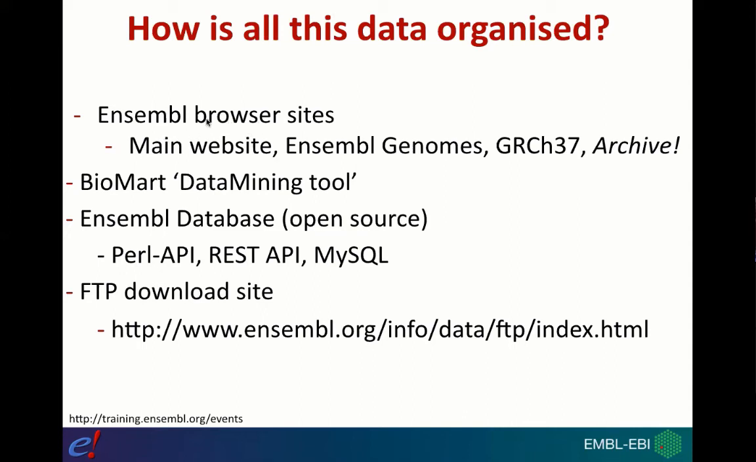So we've mainly been focusing upon the Ensembl browser site. So we've got the main website, www.ensembl.org, the Ensembl Genomes pages for the non-vertebrate species, the dedicated site for the GRCh37 archive, and then all of the other archives as well. Then we've got the BioMart data mining tool that we just looked at a moment ago. And then you can also think about exporting the data programmatically using the Perl API or the REST API that Emily's going to go through in the course next week, if you know Perl or any other programming languages.